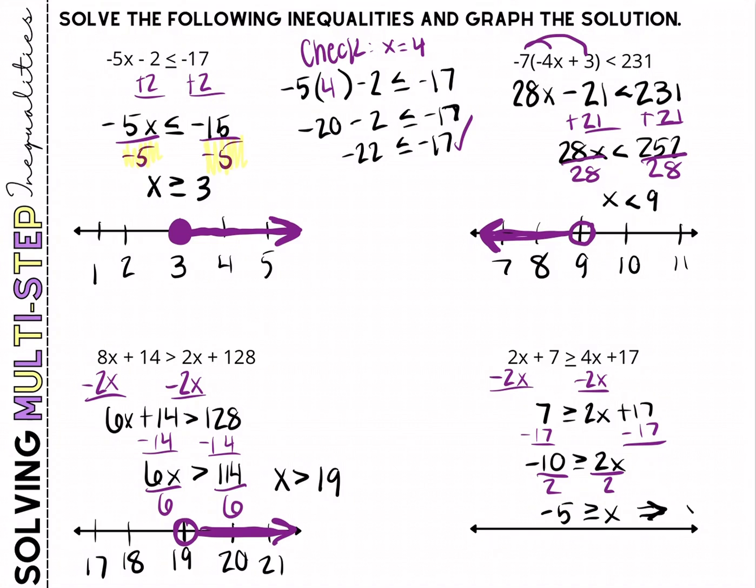You can go x is less than or equal to -5. You just have to literally flip it completely. So then -5, -4, -3, -6, -7. So because it's less than or equal to, we're going to close the circle because -5 is included in the solution, and we're going to the left.